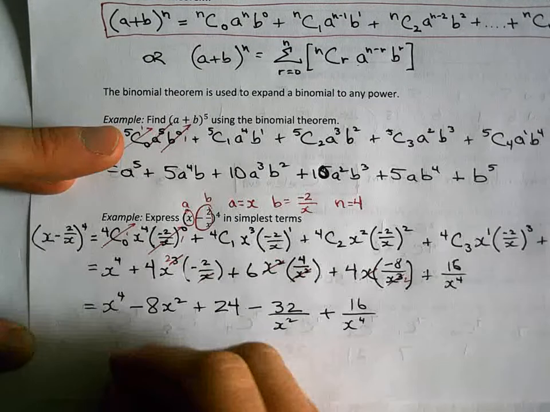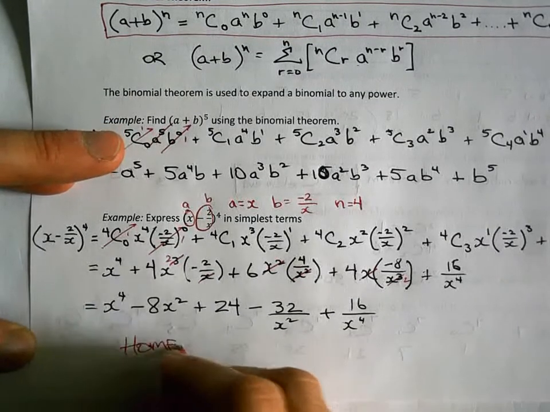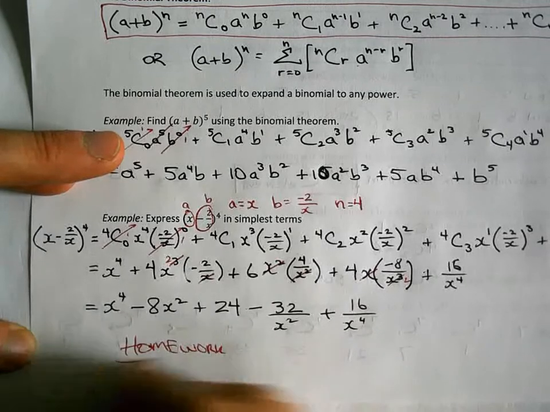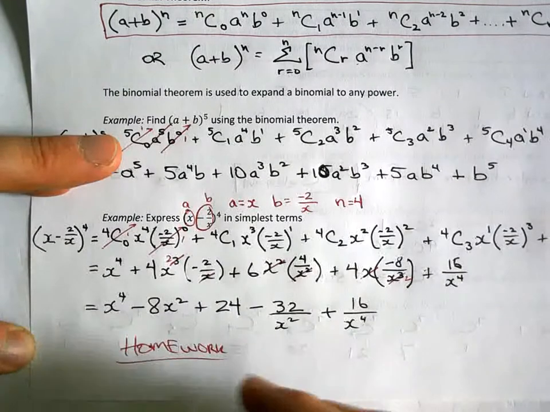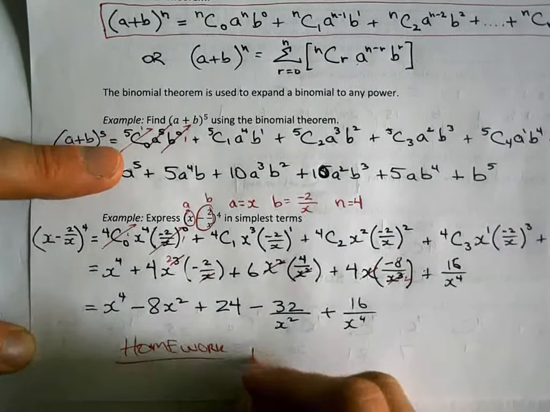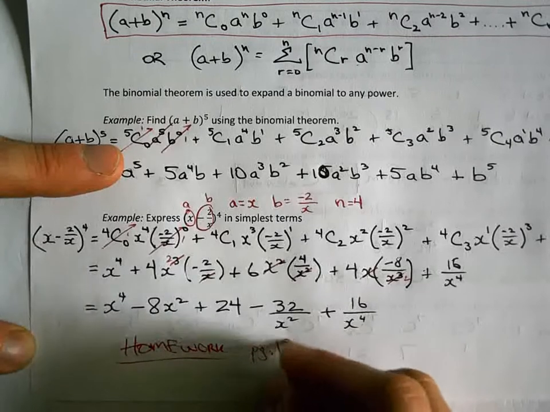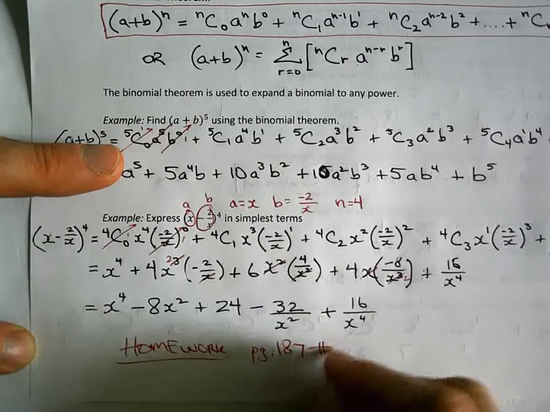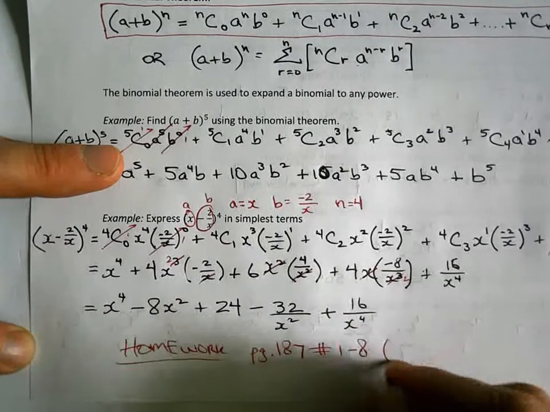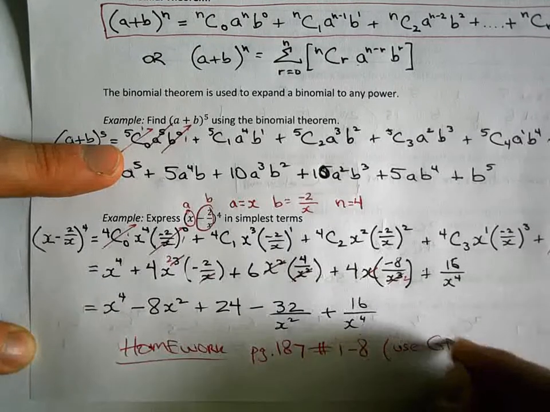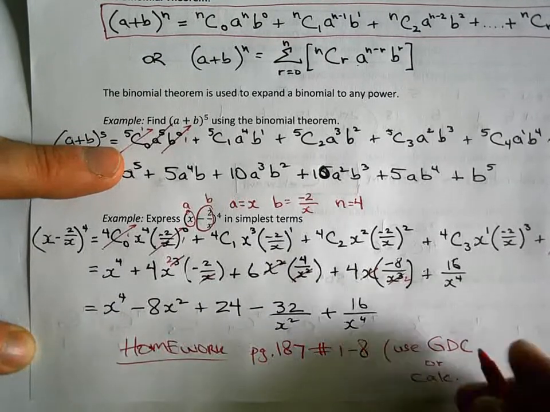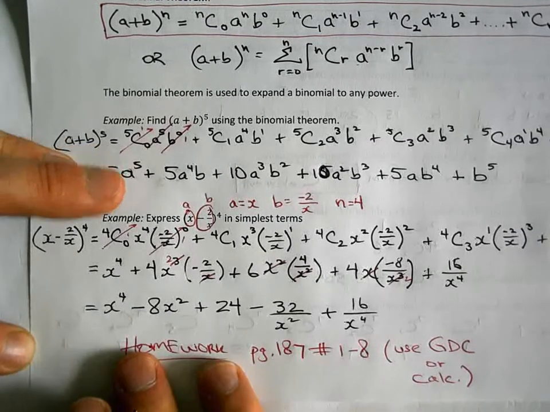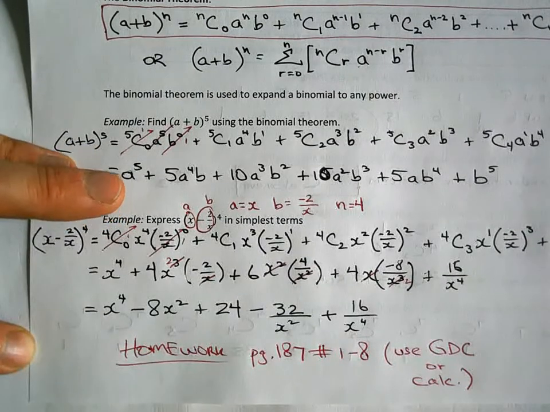Your homework for this section is in another chapter, the sequence and series chapter, page 187, number 1 to 8. And I'm going to say that you're going to need to use your GDC or just your calculator, right? I showed you how to do this on a regular calculator. Good luck with that, and until next time.